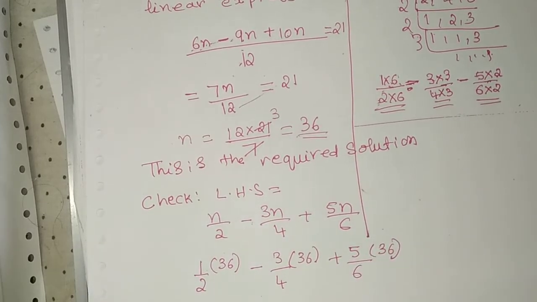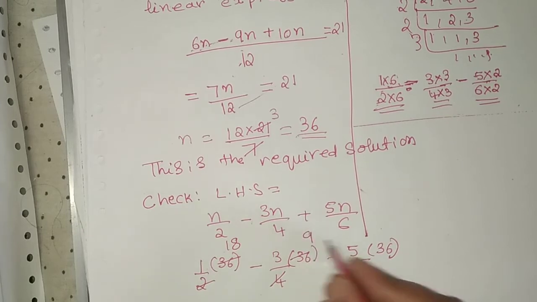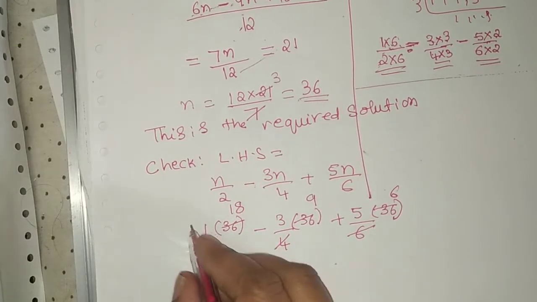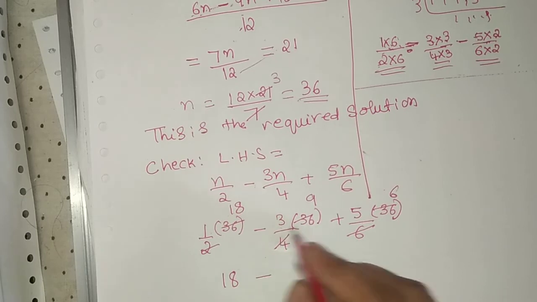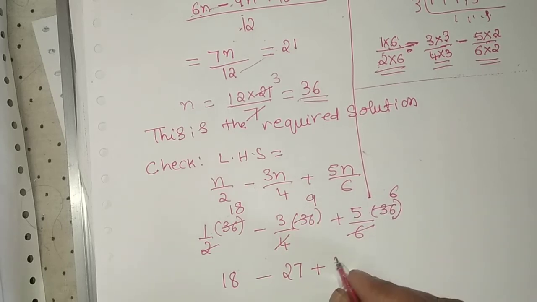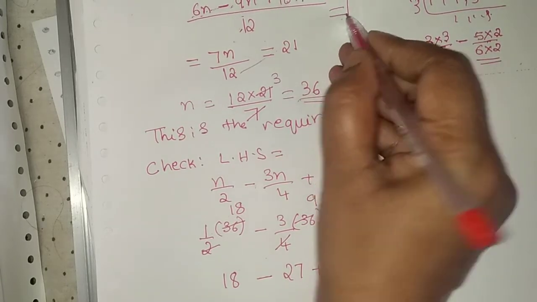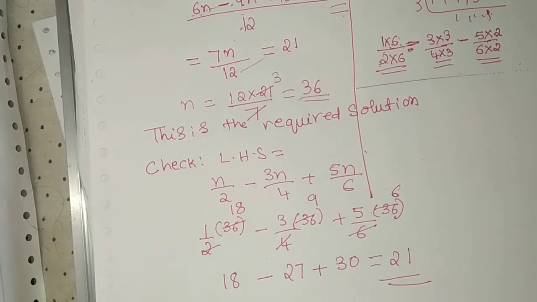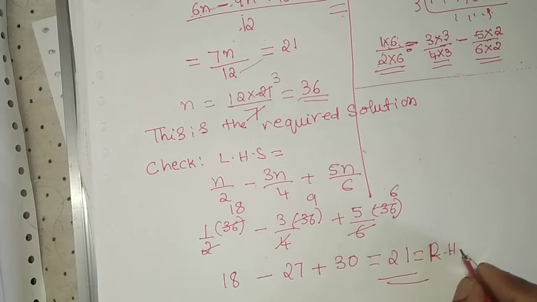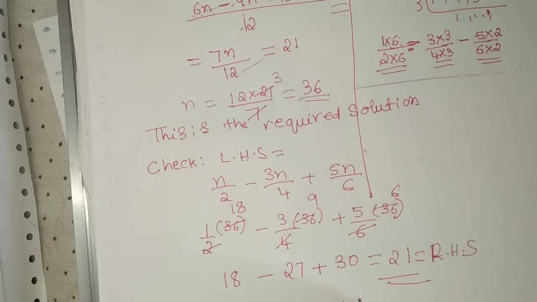Then simplify. 2 1's are 2, 18's are this one. Then 4 1's are 4, 9's are this one. 6 1's are 6, 6's are this one. Now simplify and write: 18 minus 9 into 3 is 27, plus 5 into 6, 5 6's are 30. Simplify this, we will get the answer 21. So in both cases LHS is equal to RHS, we got 21. So finally we write LHS is equal to RHS. This is the solution for the second problem.